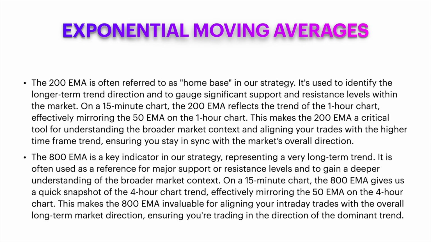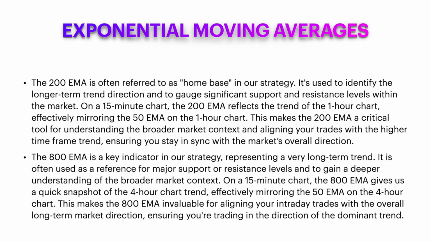The 800 EMA is a key indicator in our strategy, representing a very long-term trend. It is often used as a reference for major support or resistance levels and to gain a deeper understanding of the broader market context. On a 15-minute chart, the 800 EMA gives us a quick snapshot of the 4-hour chart trend, effectively mirroring the 50 EMA on the 4-hour chart. This makes the 800 EMA invaluable for aligning your intraday trades with the overall long-term market direction, ensuring you're trading in the direction of the dominant trend.